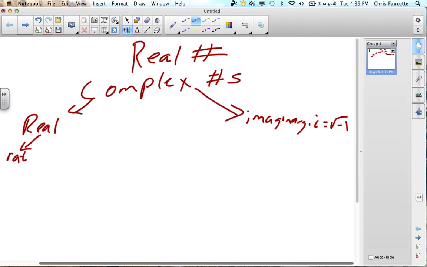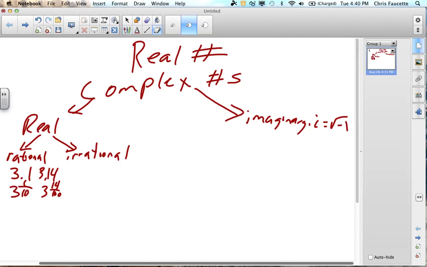We have what we call rational, and we have what we call irrational. Okay, rational numbers mean you can write them as a ratio or a fraction of two integers. Okay, so things like 3.1 is rational because you can write it as 3 and 1/10. Okay, 3.14 is also rational and can be written as 3 and 14/100ths. Okay.